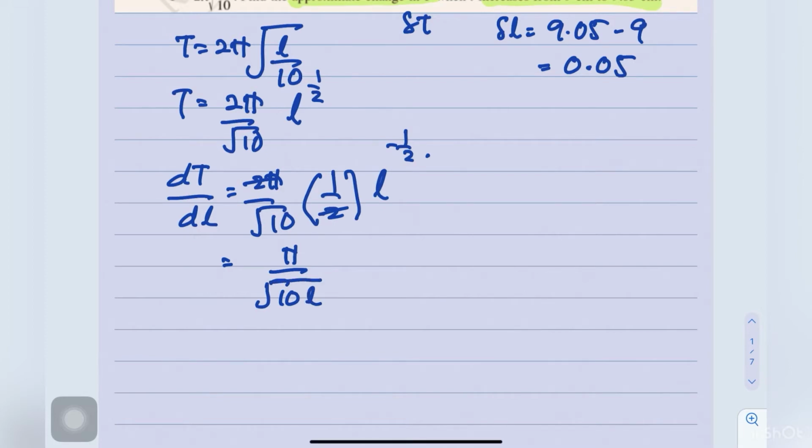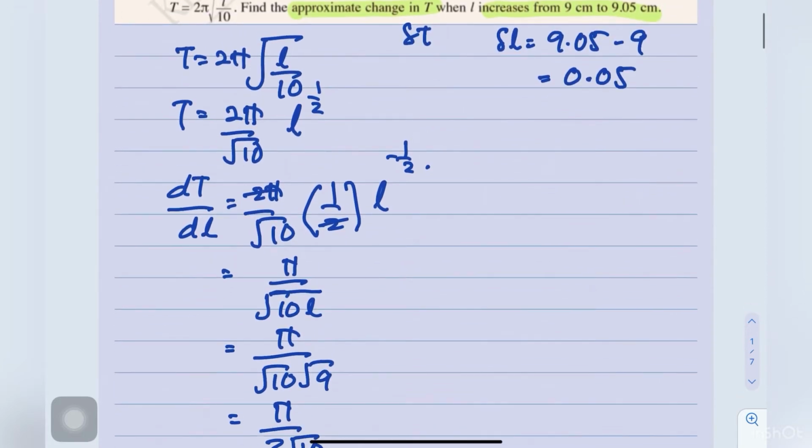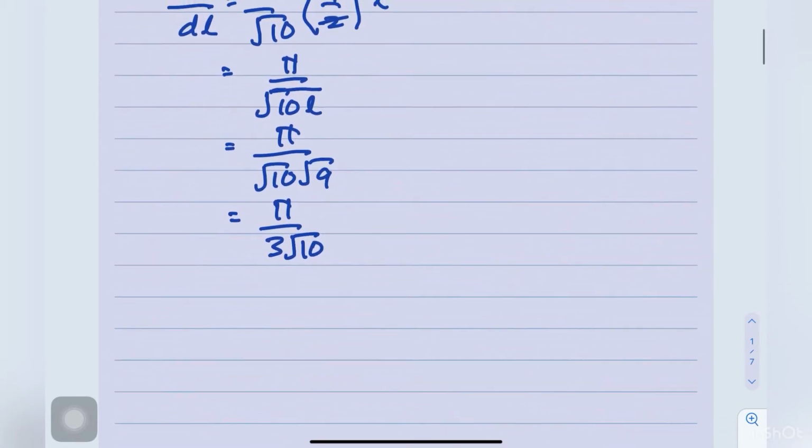Now we substitute L from the given value. L is 9, the initial value, so pi over square root 10 times square root 9. This equals pi over 3 square root 10. So now we are going to find delta T, the small approximate change of T. We have the relation delta T over delta L is approximately dT/dL.